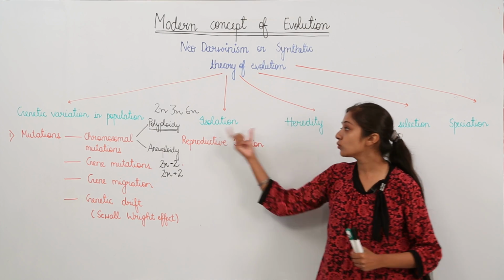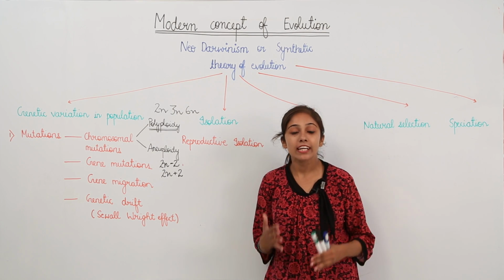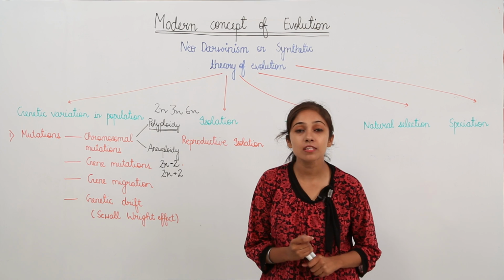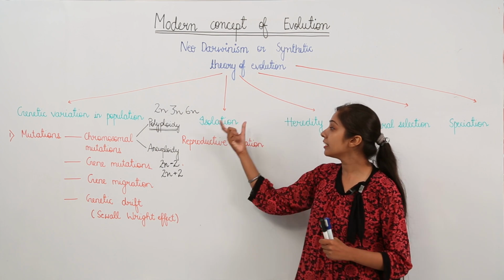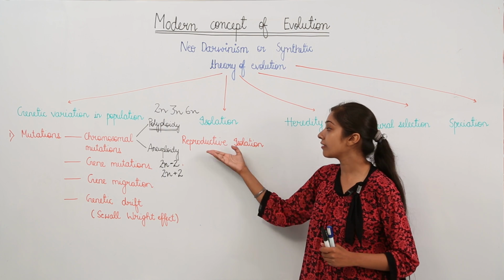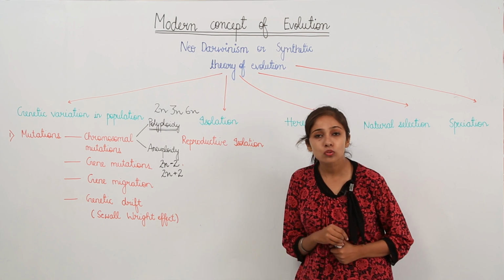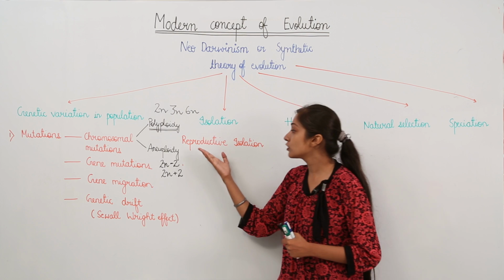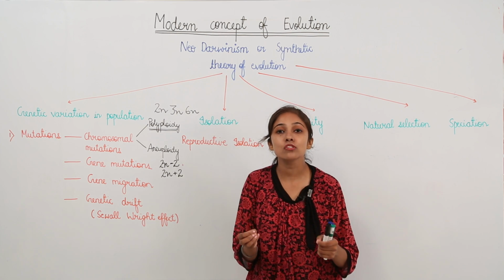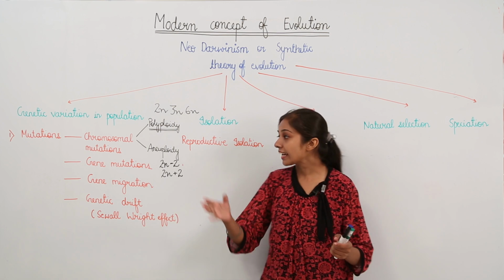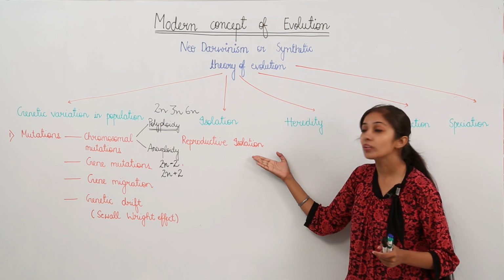Next we have isolation. What is isolation? Isolation is the prevention of mating between two interbreeding groups. So here we have one important phenomenon, that is reproductive isolation. When there is no mating between the populations of two different species, that is known as reproductive isolation. Right.